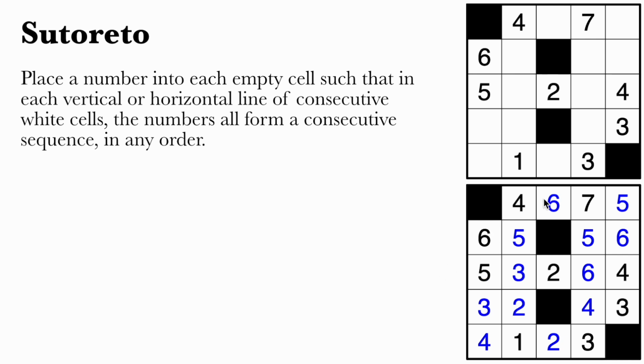So in this line, we have the numbers 4, 5, 6, 7. Here we've got 1, 2, 3, 4, 5. Here we've got 5, 6, and here we've got 5, 6. Again, because they are separated by a cell, it doesn't matter that there are repeats across those two. And rows and columns are treated identically. Those are all of the rules of Sutoreto. So it's time to solve the puzzle.